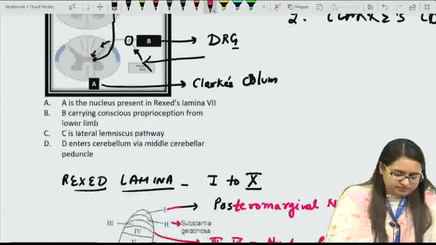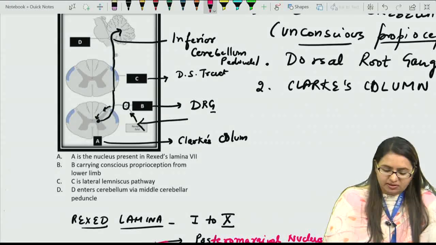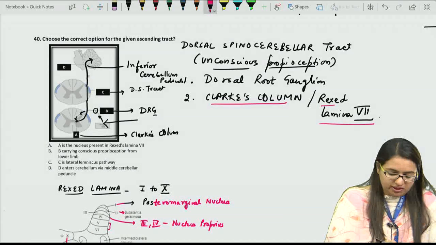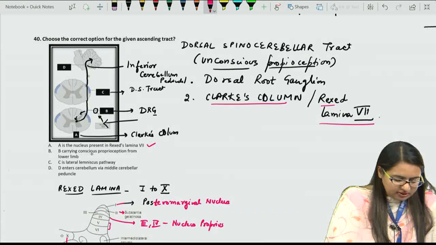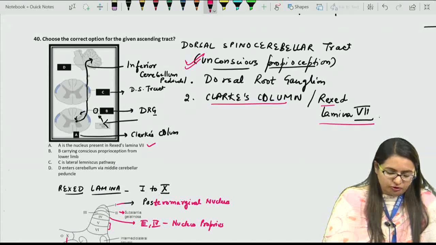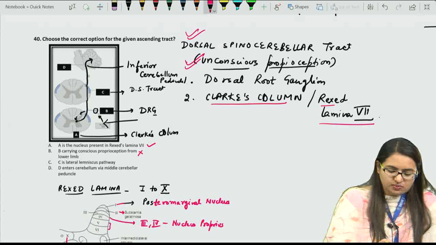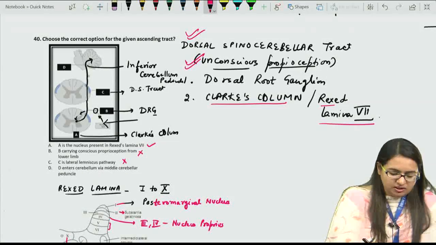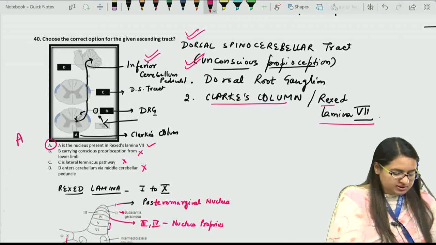Now if we come back to the question. A says it is a nucleus present in Rexed's lamina 7, which we have already mentioned, yes, this is the Clark's column present in Rexed's lamina 7, so this option is correct. Next is B, carrying the conscious proprioception from the lower limb. It is actually carrying the unconscious proprioception from the lower limb, so this is not correct. C is the lateral lemniscus pathway, but this is the dorsal spinocerebellar pathway. D says it enters the cerebellum through the middle cerebellar peduncle, but it is entering through the inferior cerebellar peduncle. So the answer for this question is A.